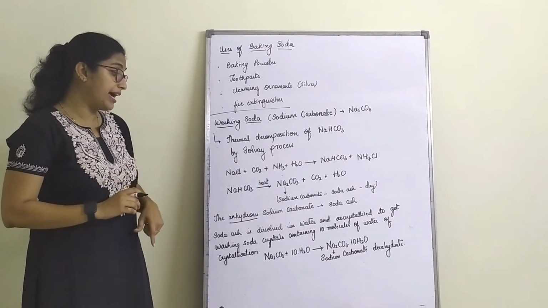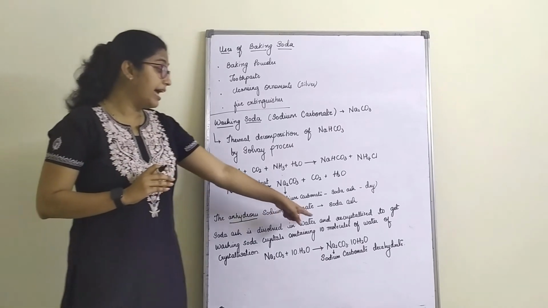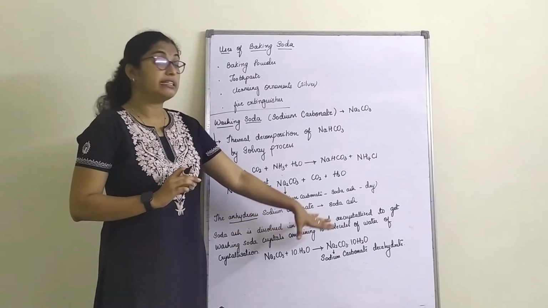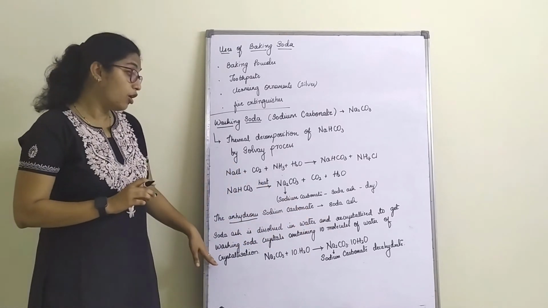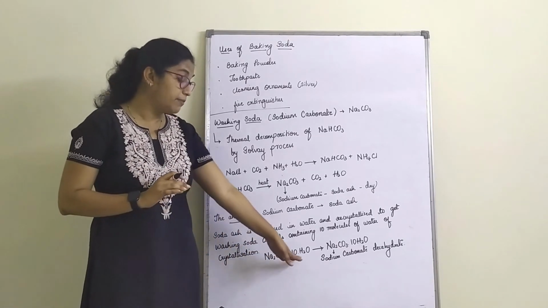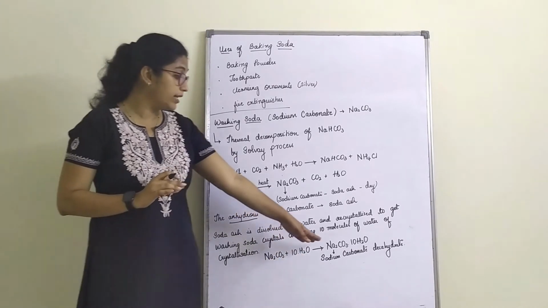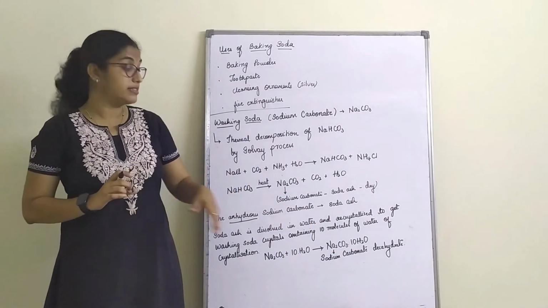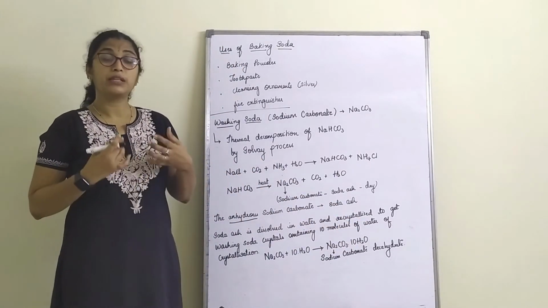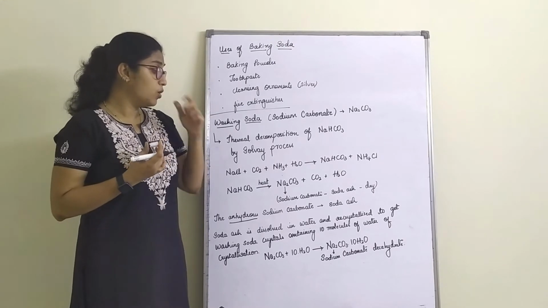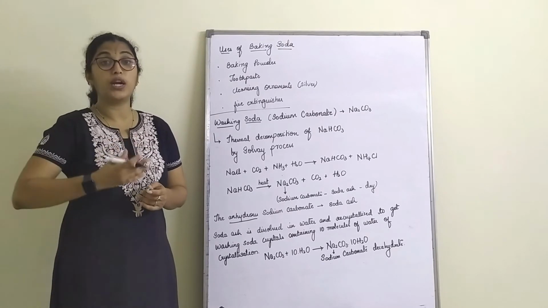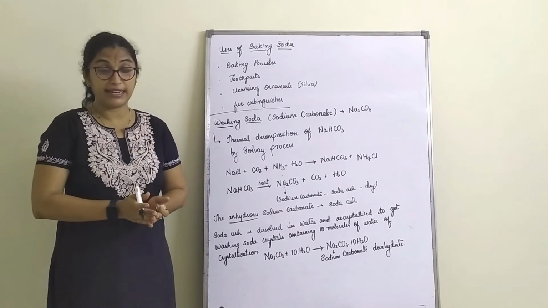Further, this soda ash is dissolved in water and recrystallized to get washing soda crystals containing 10 molecules of water of crystallization. I'll make you understand this. Sodium carbonate plus 10 molecules of water will give you sodium carbonate decahydrate. Now, what does this mean? Through this Solvay's process, the sodium carbonate we get is anhydrous. That is nothing but soda ash, which is in a dry state.